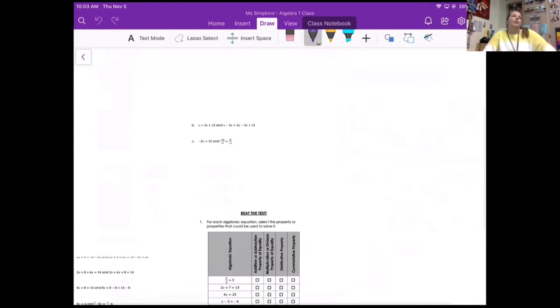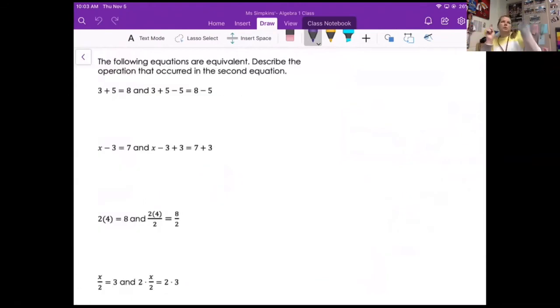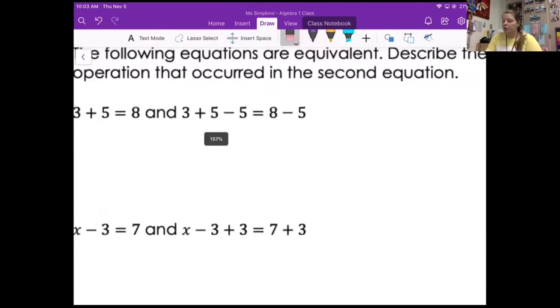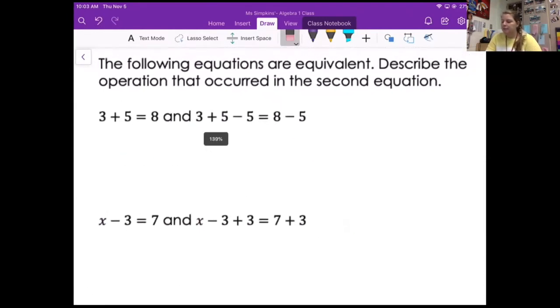So you know the most popular ones. So distributive, commutative, associative. You also know other ones. You might just have never called them anything specific. So if we look at this first pair of equations, 3 plus 5 equals 8, and then 3 plus 5 minus 5 equals 8 minus 5.